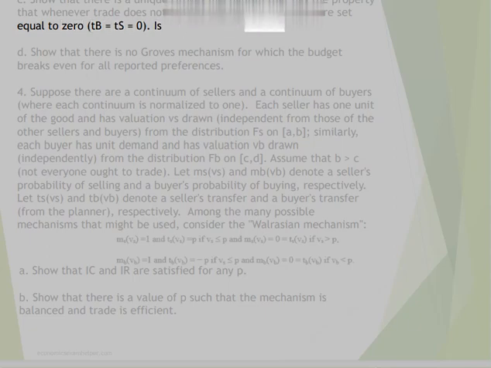Is this mechanism feasible? D. Show that there is no Groves mechanism for which the budget breaks even for all reported preferences.